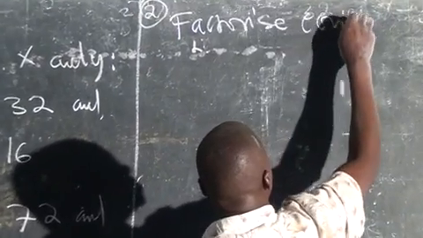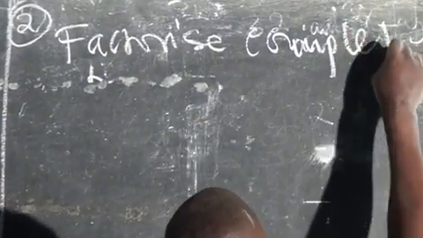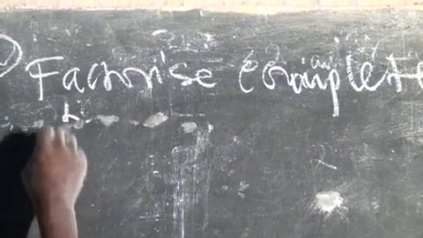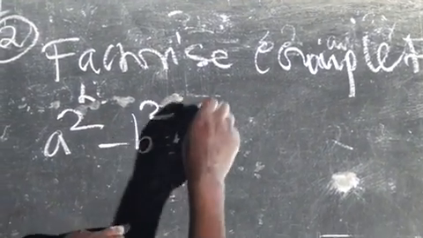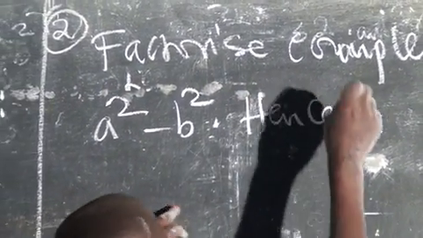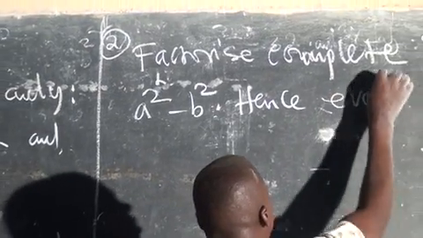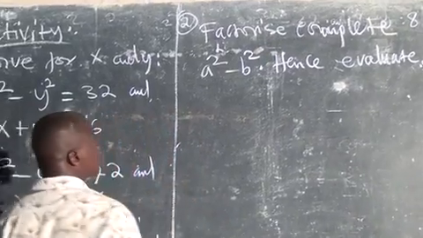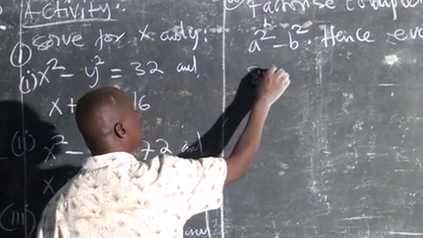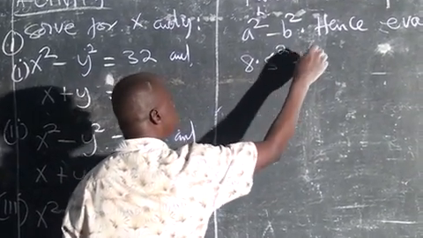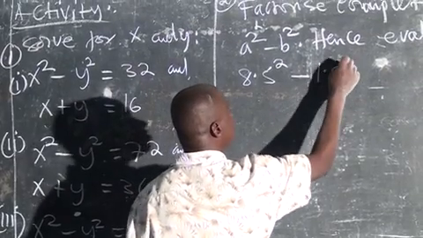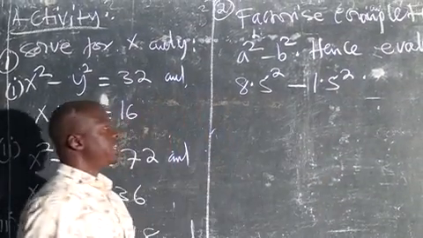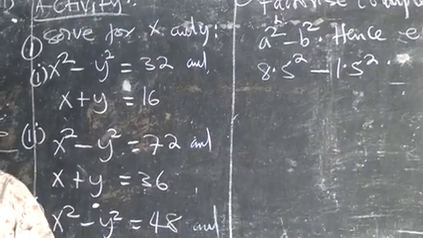Lastly, but not least, number 2: factorize completely a squared minus b squared. Hence evaluate 8.5 squared minus 1.5 squared. That one makes it 4 marks.